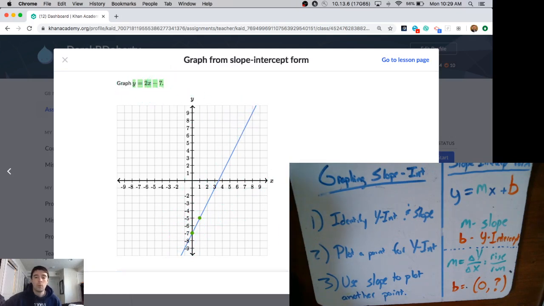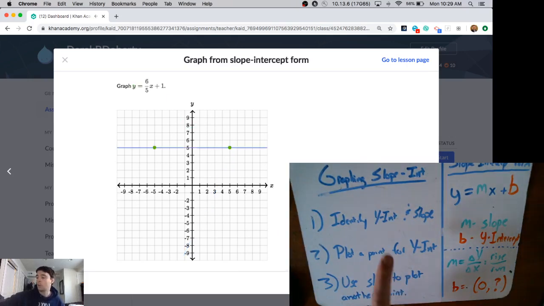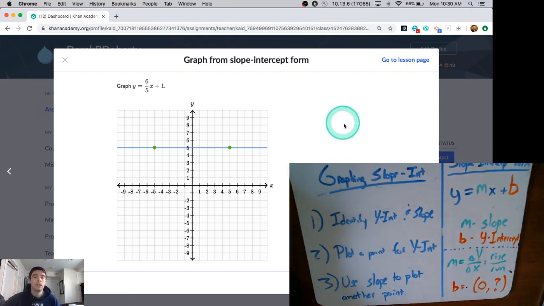We'll show one more example, but again the key is very straightforward. Find your y-intercept and slope, plot a point for that y-intercept, and then use the slope to plot another point. Here, our y-intercept, our plus b here is the positive 1, so we have a positive y-intercept this time. It's a positive 1, so our graph is going to start on the y-axis with a y value of positive 1 when the x is at 0.